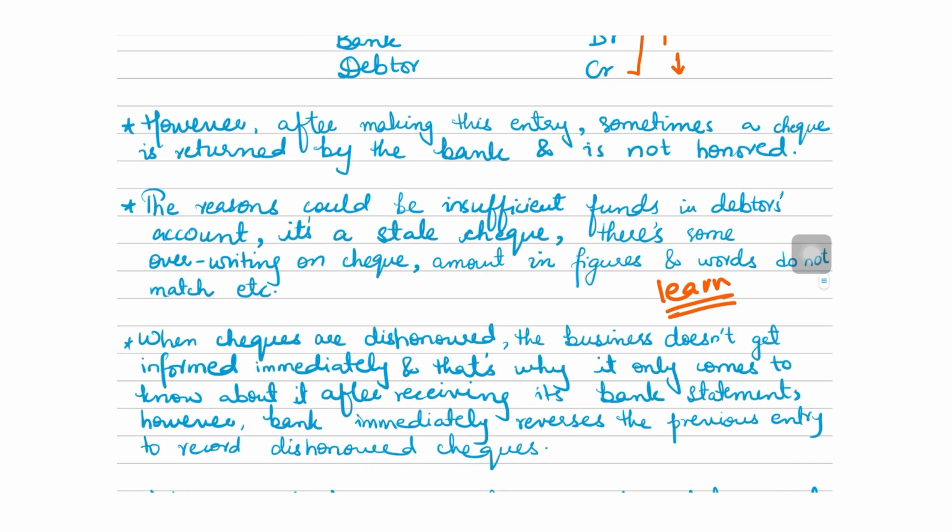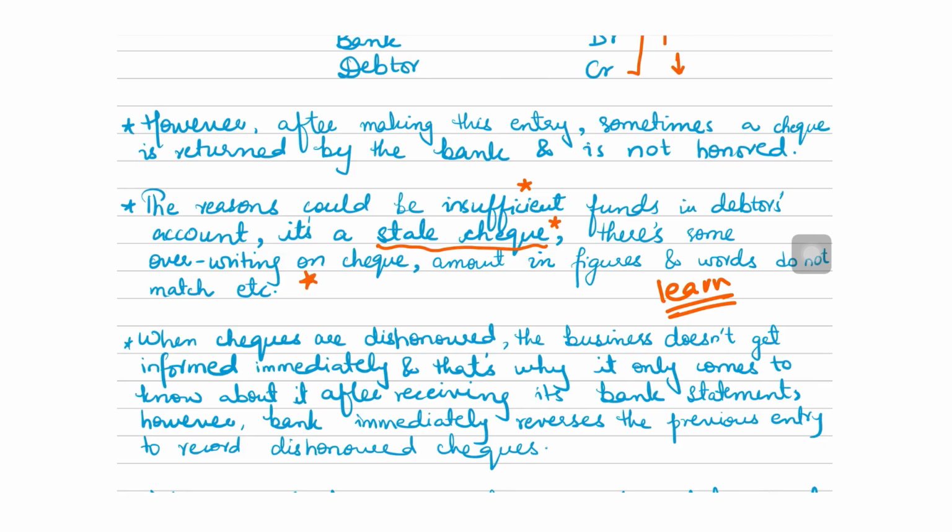There could be multiple reasons for that. For instance, the first one could be there are insufficient funds in your debtor's account, that is why the check couldn't be processed. Or it is a stale check. Stale check means an old check. For instance, the date written on that check was older than 6 months. That check wasn't presented in that time period, so that becomes a stale check, right? Due to that, a check could be dishonored.